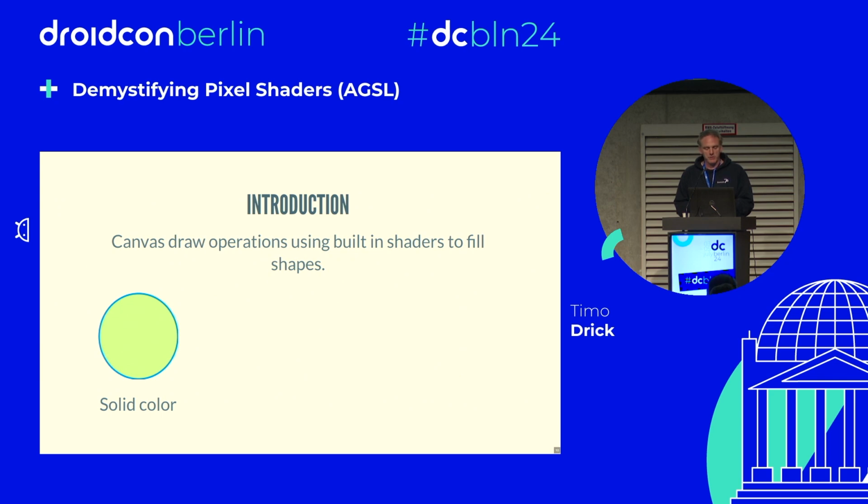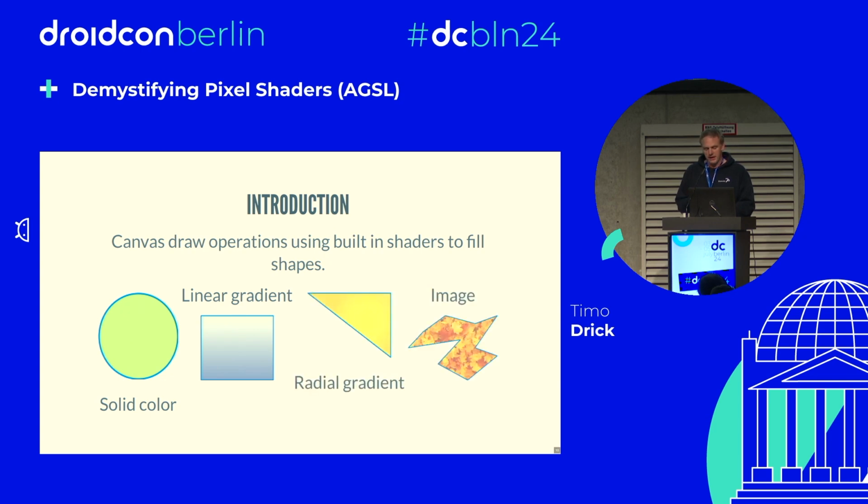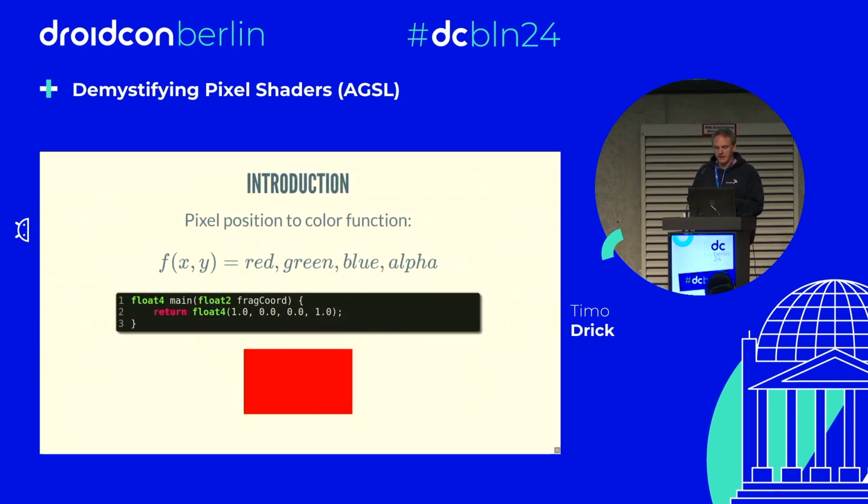So maybe you know the normal canvas draw operations, like draw a circle, and then you can fill it with a shader. There are built-in shaders, like just using a solid color, or a linear gradient, a radial gradient, or maybe an image. And now with this new custom shader function, instead of the built-in functions, you can program your own.